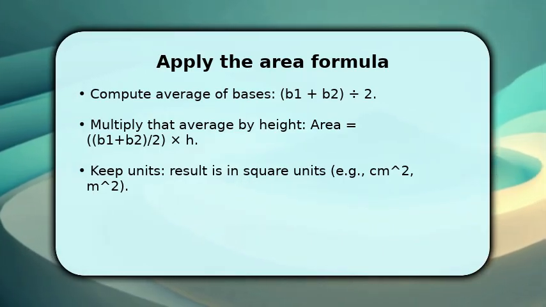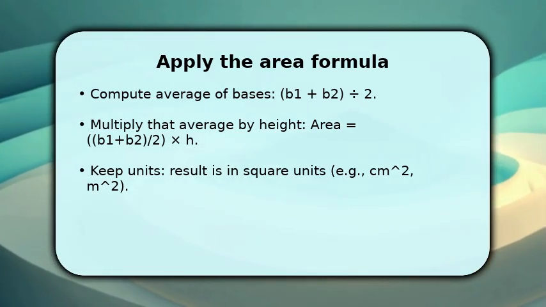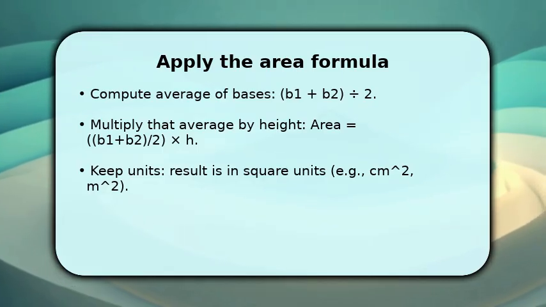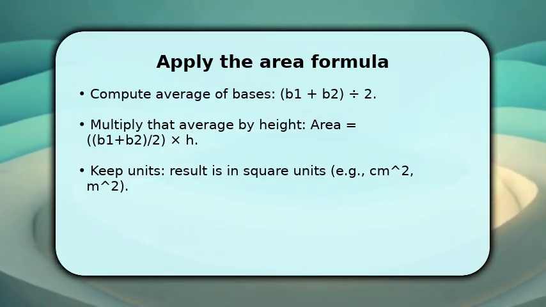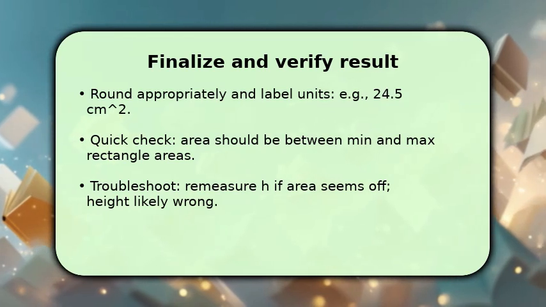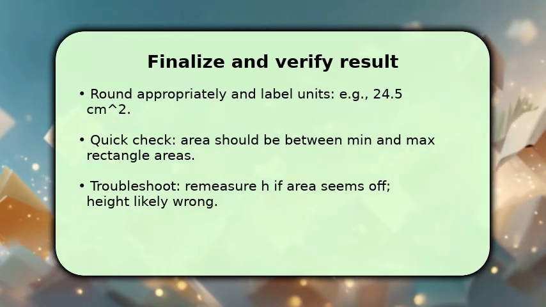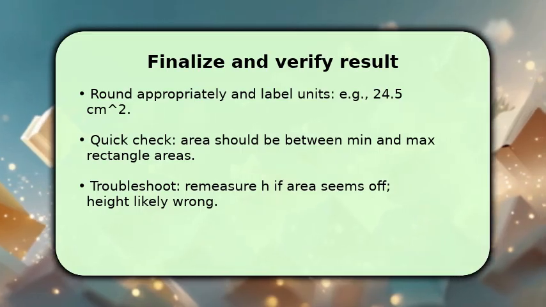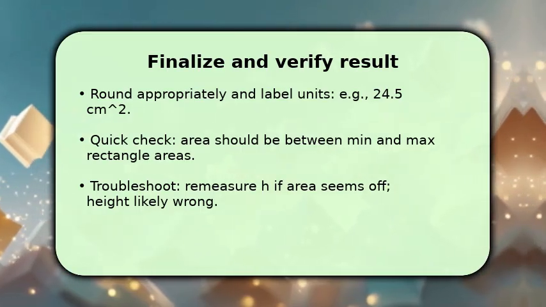Once done, perform arithmetic using a calculator or careful handwork, and always carry units through the multiplication, so your answer is in square units. You finish by calculating any rounding and writing the final area with square units, for example 24.5 cm². Once done, perform a sanity check.